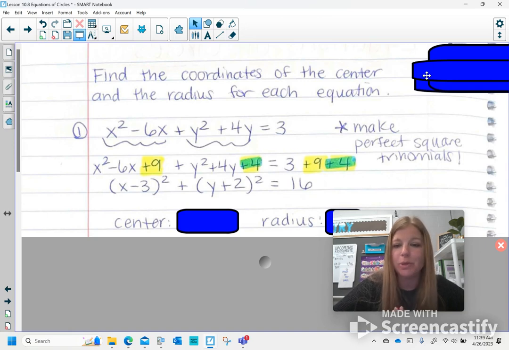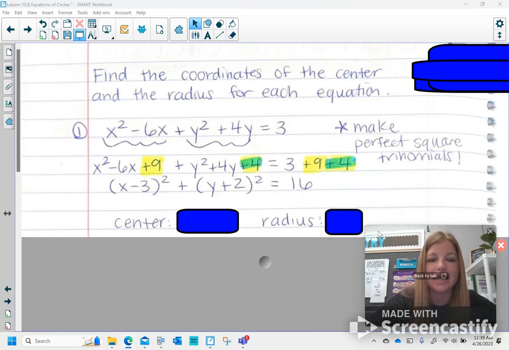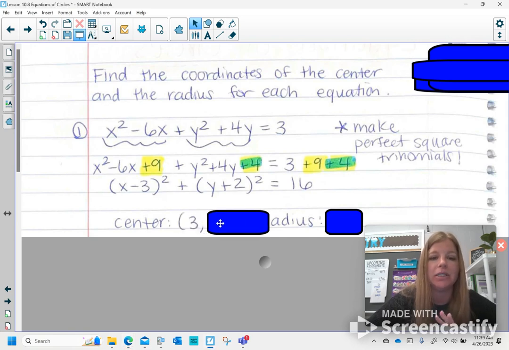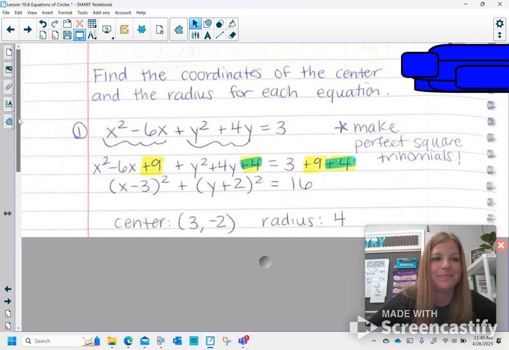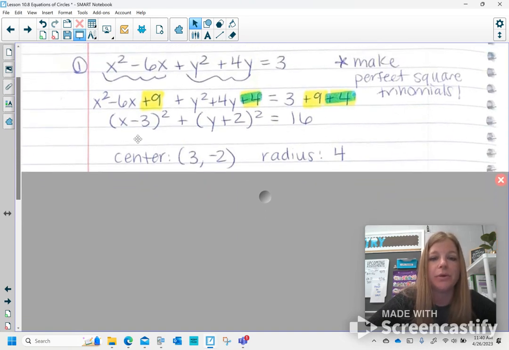And look, I have this beautiful equation and I'm able to figure out the center. If I see x minus 3, that means the h value of my center is 3. And if I see y plus 2, that means the k value of my center is negative 2. It's always the opposite sign. The radius, because the formula is r squared, if I see 16, I take the square root of 16, and that means the radius of my circle is 4. Good. Okay, let's do another one.